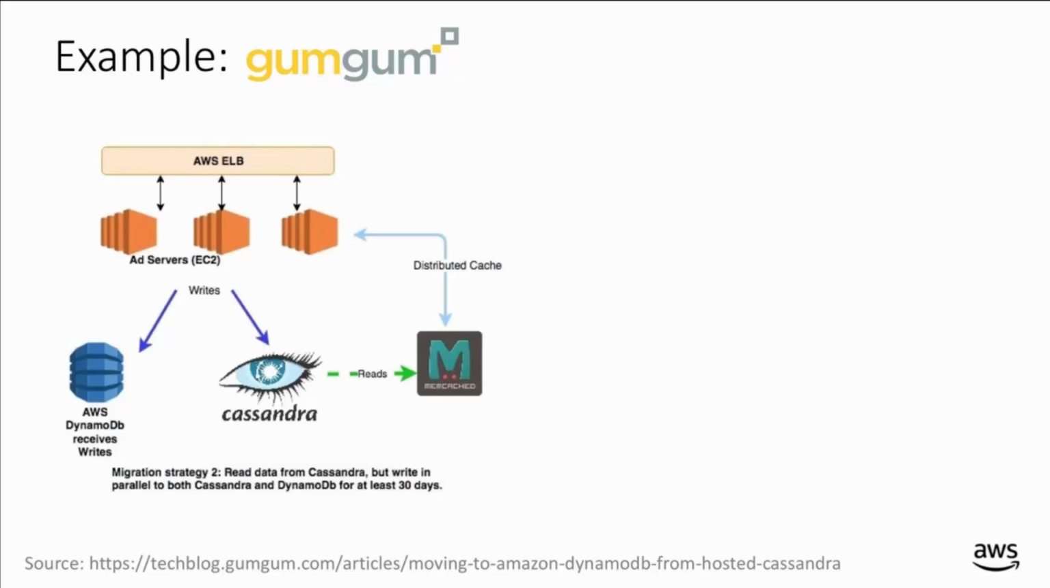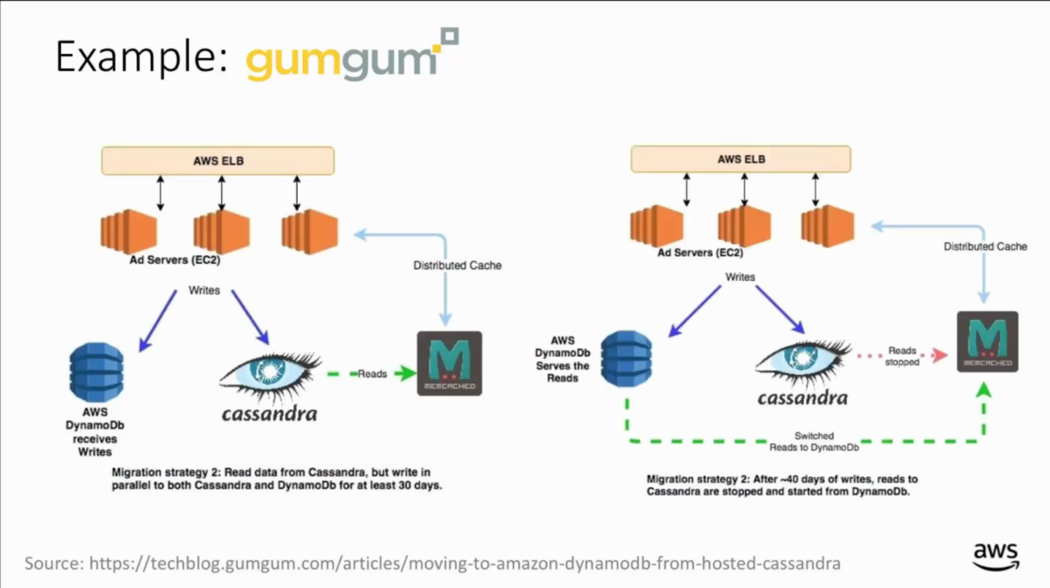And so when they were approaching the problem of how to do the migration, they took that into consideration and said, well, if we write both to Cassandra as well as DynamoDB over a period of 30 days, eventually we will have all our data in DynamoDB as well as Cassandra, and from that point on, we can do the switch over. And that's exactly how they did their migration.